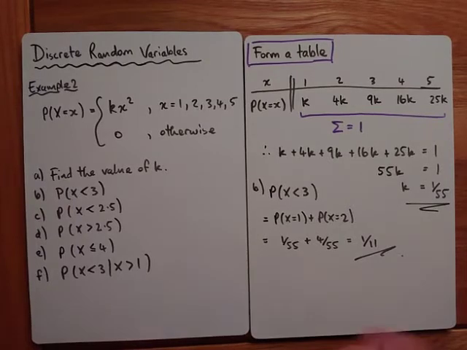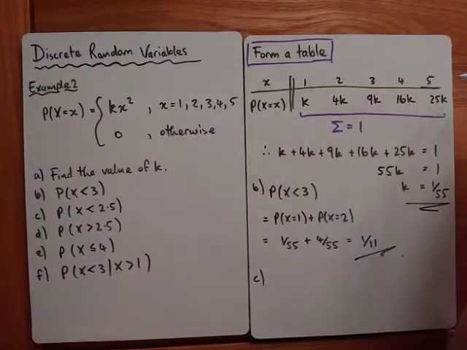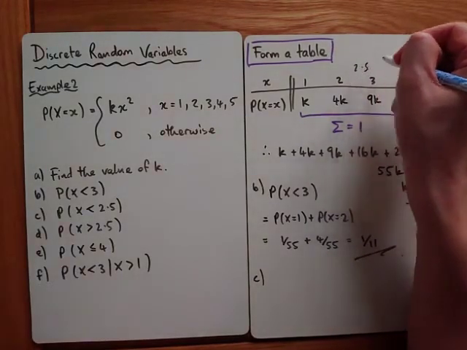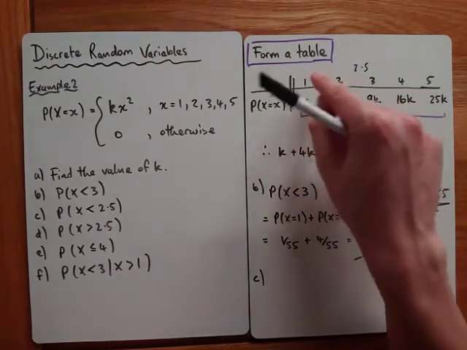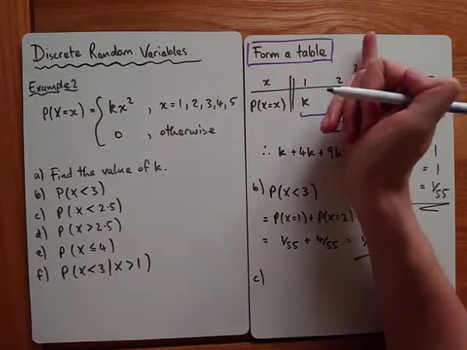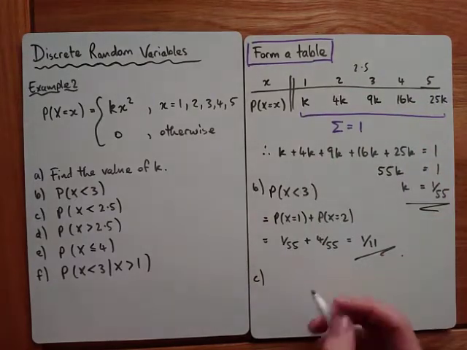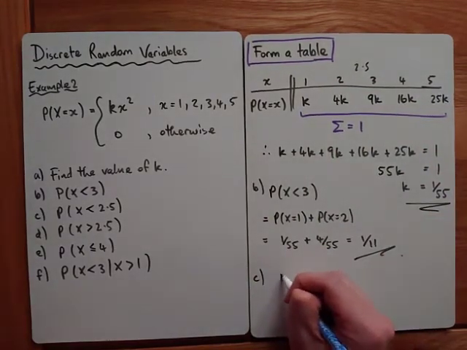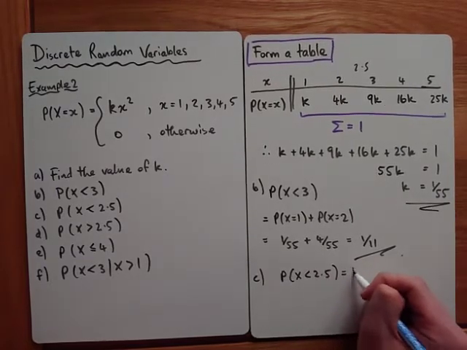Okay. Next one. Probability of the outcome being less than 2.5. Now obviously, you could only get a 1, 2, 3, 4, or 5. 2.5 would be somewhere in here. The chance of me getting a 2.5 would be 0, but the chance of it being less than 2.5 is still the same as the chance of it being less than 3. Any value here less than 3, or less than 2.5, these are the only two outcomes, isn't it? So that would also be 1 over 11.